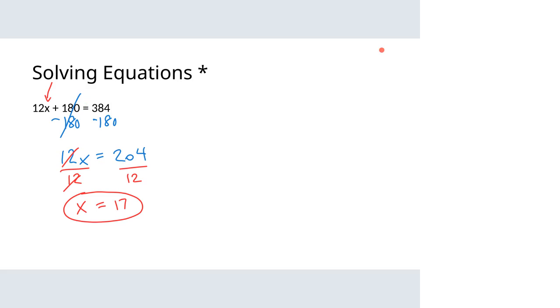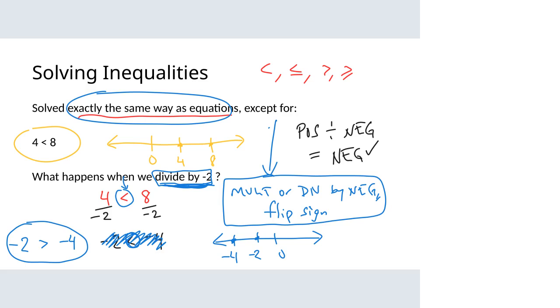You'll notice back here, well, it's just equals. There is nothing to flip. It's just going to be equals. But now that we have greater than, less than involved, we might have to change the direction of the sign. And we do that if we multiply or divide by a negative.